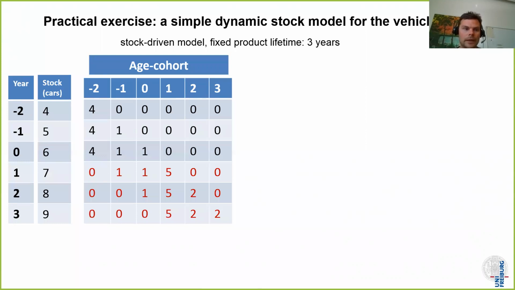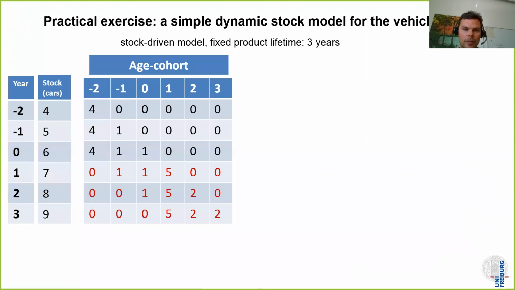So in 2 years from now, the second last row, we have 1 car from this year left, we have 5 cars from next year left, and to meet the 8 cars that we need, we will have to consume 2 cars in the future. So you can see that you can solve the stock-driven model by hand just by filling out the table.